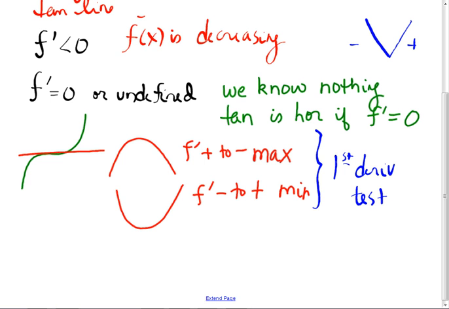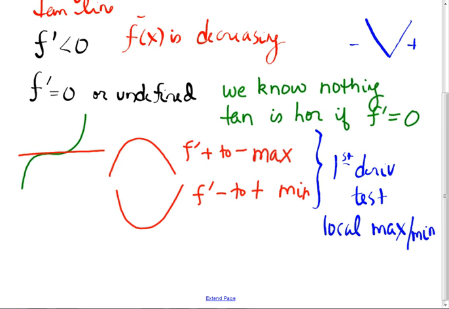Now, by the way, this is a relative max or min. In this case, it happens to be absolute. They're usually asking for the absolute unless they say relative or local. Okay, so that's the first derivative test to get local max and mins. Do you remember that test?